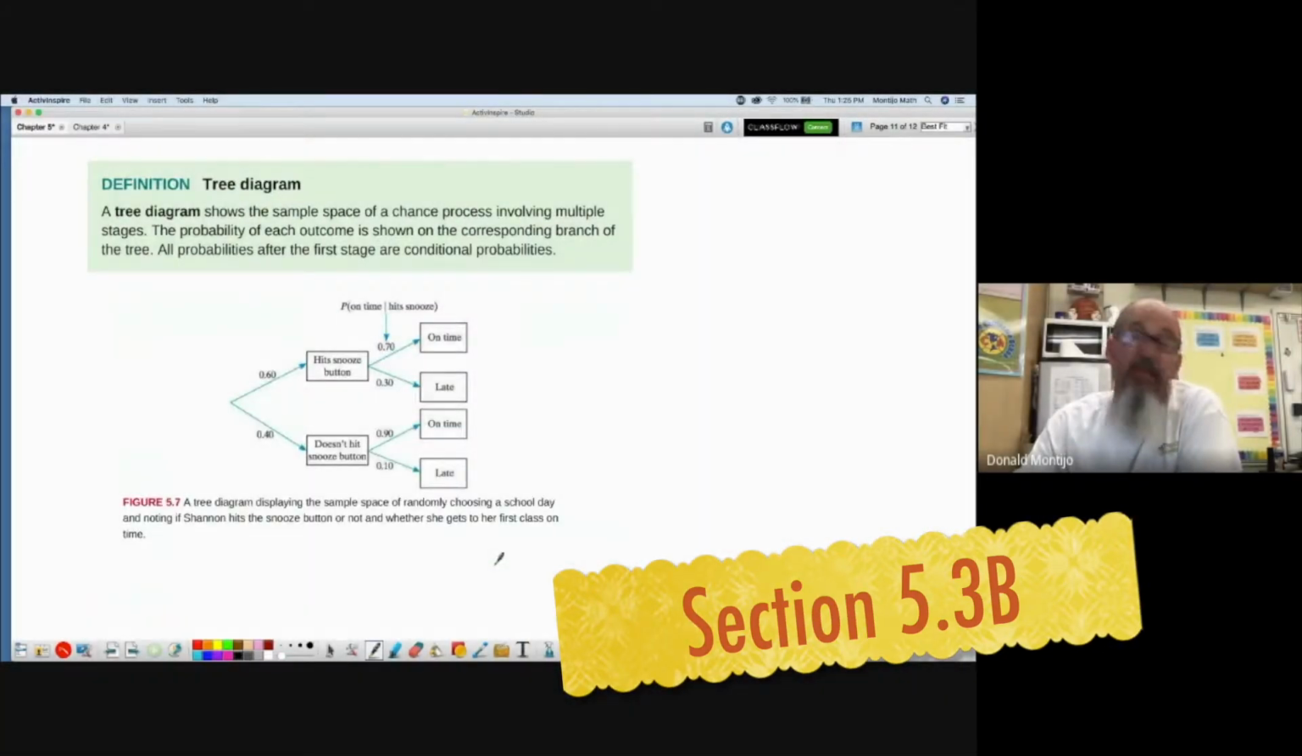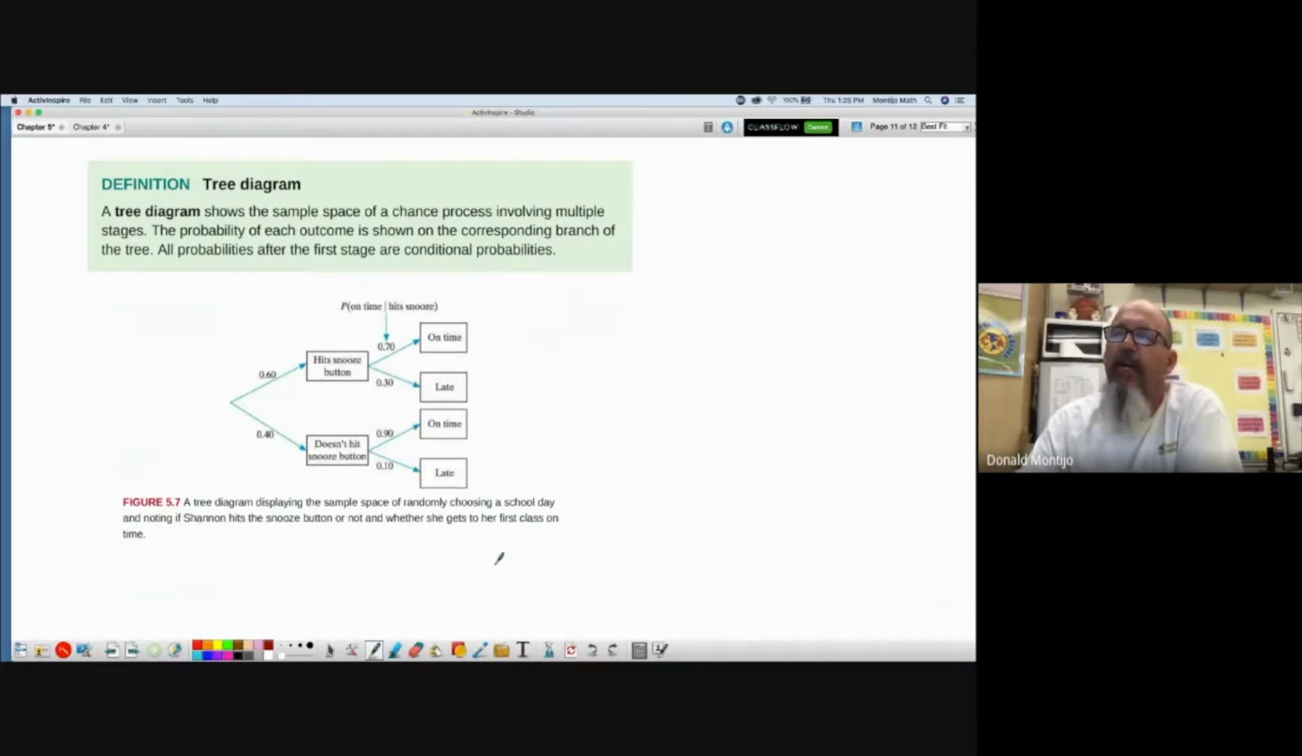All right, and then finally, I talked about this in the previous slide about a tree diagram. Tree diagrams are very good ways to find the sample space of conditional probabilities. All right, so this problem is looking at whether or not you hit the snooze button and whether or not you got to school on time. Okay, so a tree diagram, we always start with an individual, whatever it is we're talking about. So we start out here with nothing.